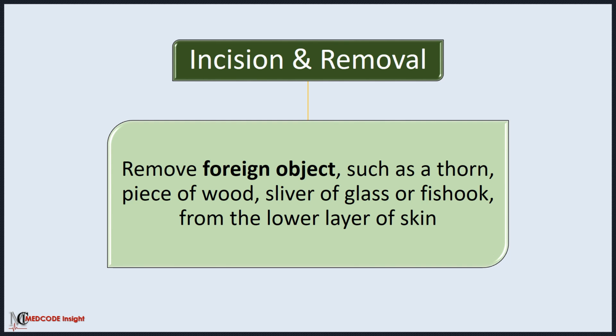The incision and removal code is for foreign body removal. This code is used when a provider removes a foreign object such as a thorn, piece of wood, sliver of glass, or fish hook from the lower layer of the skin.